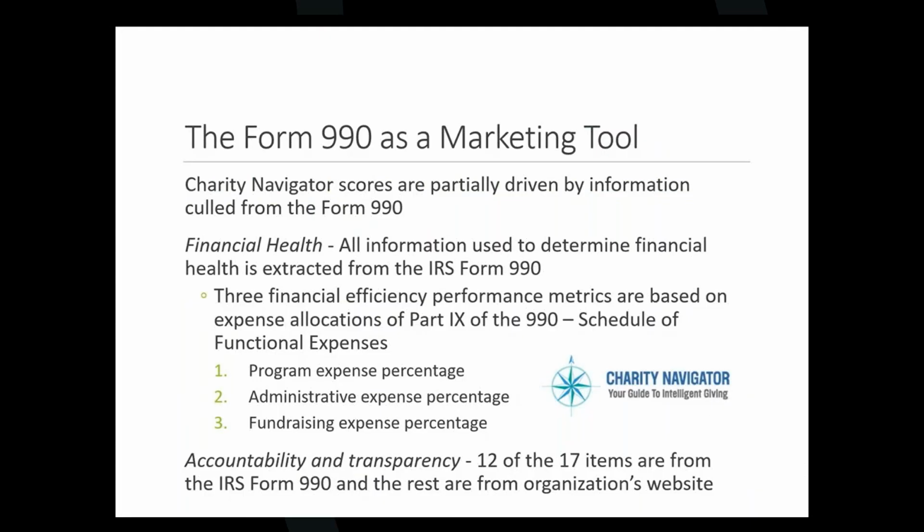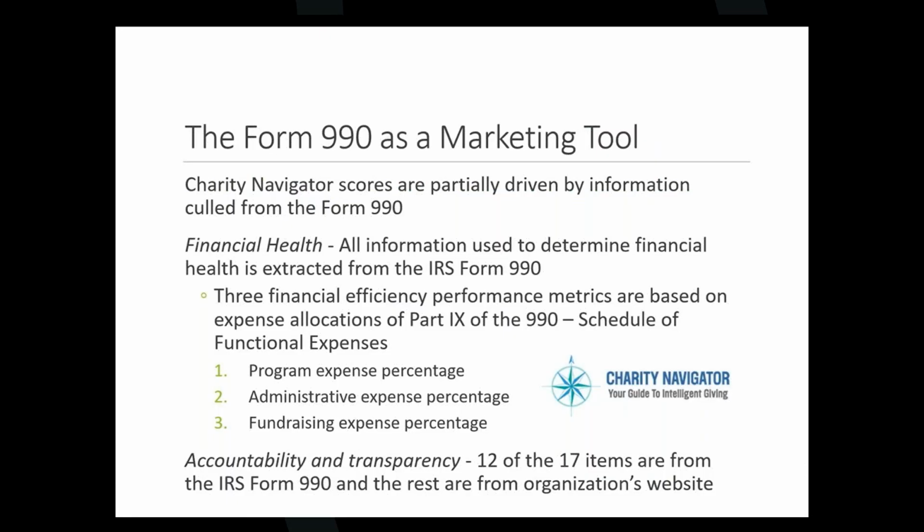The next piece that we want to cover is Charity Navigator, which is one of the largest and most relied upon evaluators of charities. Charity Navigator will assign scores to nonprofit organizations, and these scores are partially driven by information from the Form 990. There are 2 sections: financial health, and accountability and transparency.